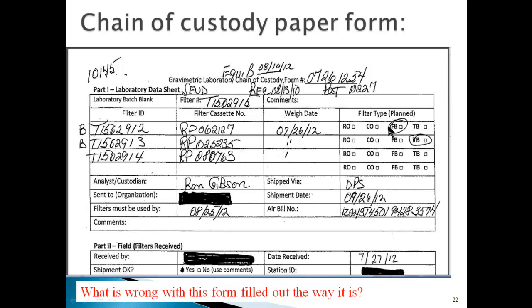This is actually a field blank filter. This one was a trip blank filter, and we assume this one was a routine filter, although they didn't check that box. It talks about who is the custodian of this piece of evidence, this filter, how it was shipped, UPS, the date it was shipped. I'll just tell you that what is wrong with this chain of custody is something I did to it. I obscured the sent to organization and the tribal office person name there because I didn't want that on the internet. Who knows what happens, but other than that, this is a really good chain of custody record.